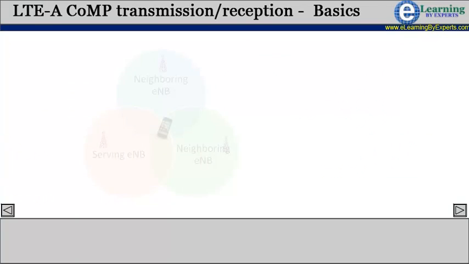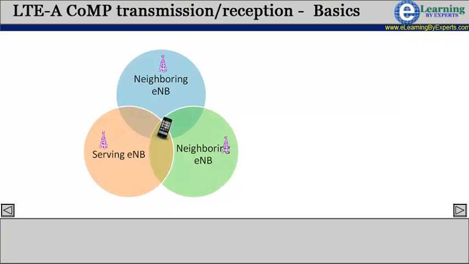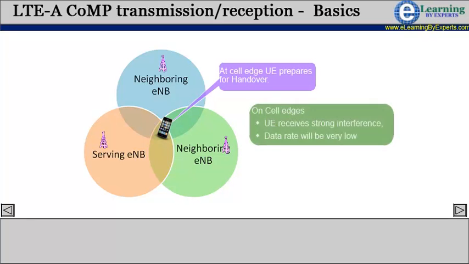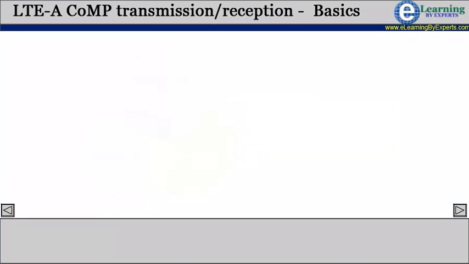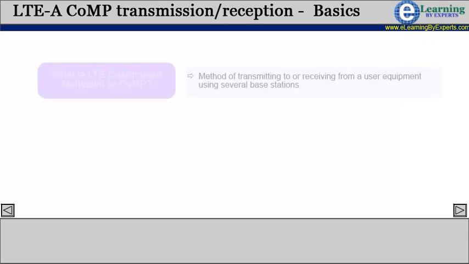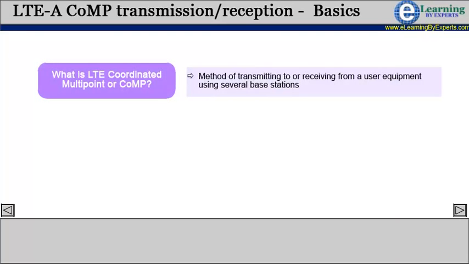When the UE moves to the cell edge, it will communicate with more than one eNB to prepare for handover. This is also the time when the UE receives strong interference, and data rate will be very low. LTE Coordinated Multipoint, or CoMP, is a method of transmitting to or receiving from a user equipment using several base stations.